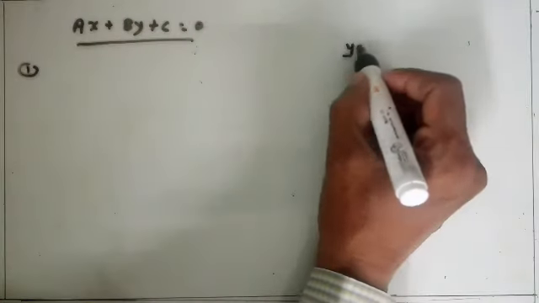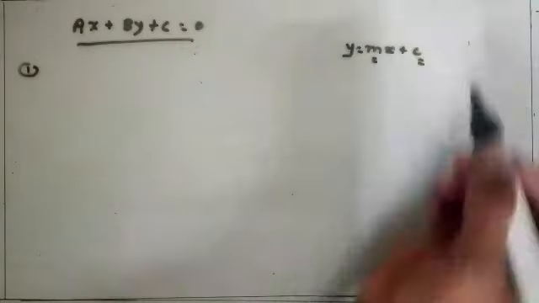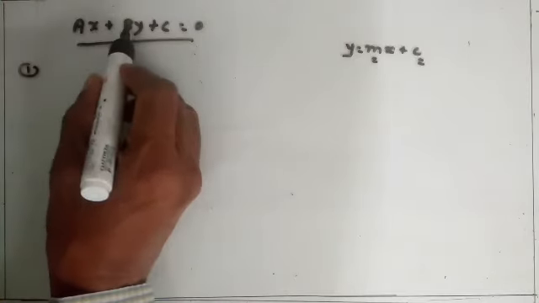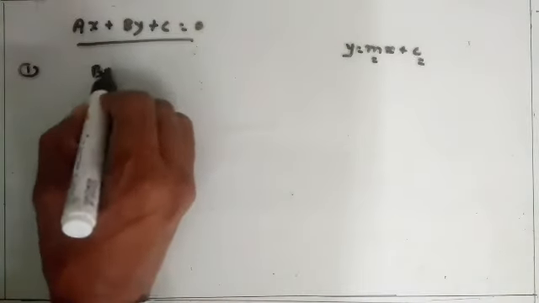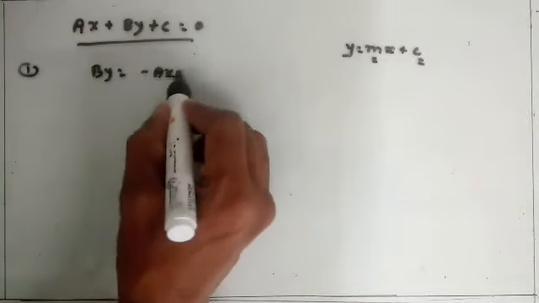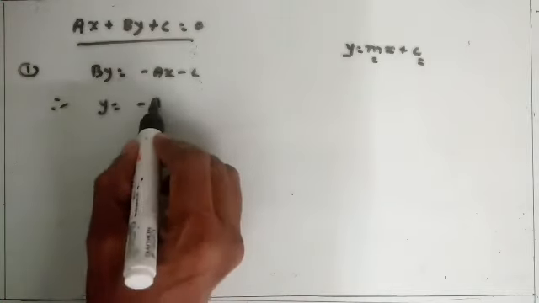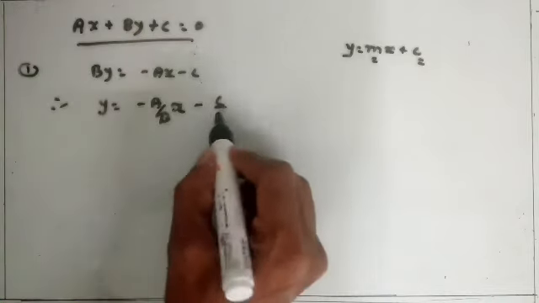First, slope-intercept form. We know that the slope-intercept form is y = mx + c, where c is the y-intercept and m is the slope. So change this equation of a line, ax + by + c = 0, into this form. We get by = -ax - c, taking these terms to this side. Now dividing by b, we get y = -(a/b)x - c/b. Clear?